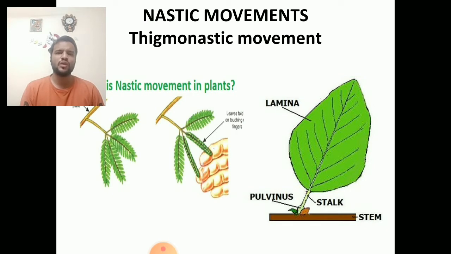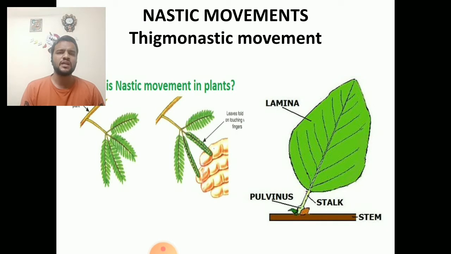So what is thigmonastic movement? It is a response to a stimulus such as touch, which leads to a growth independent, non-directional movement, and that is called thigmonastic movement. The best example here is that when you touch the leaves of the touch me not plant, the leaves get folded. The scientific name of the touch me not plant is Mimosa pudica.